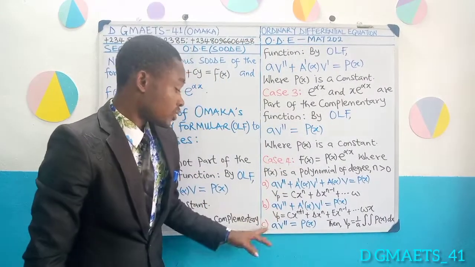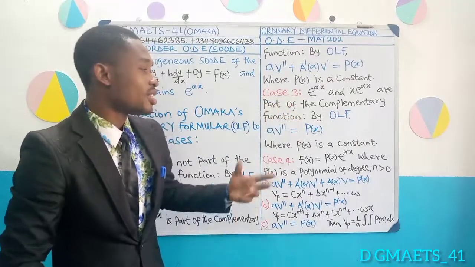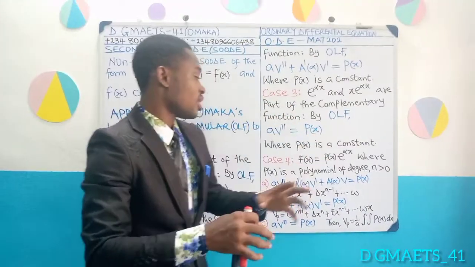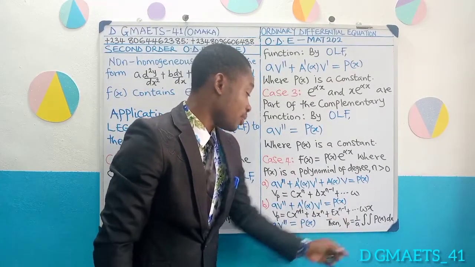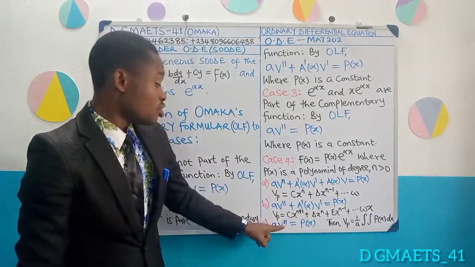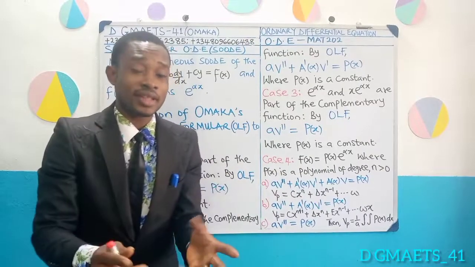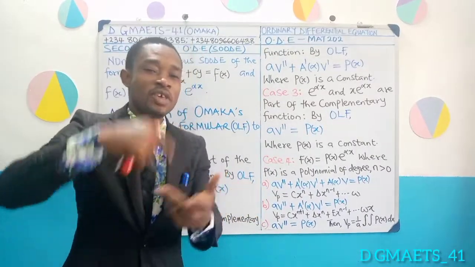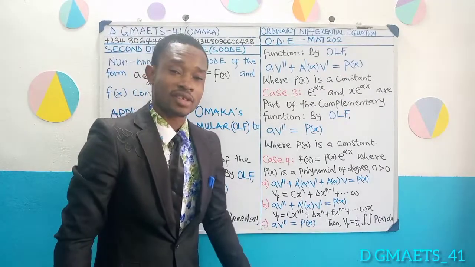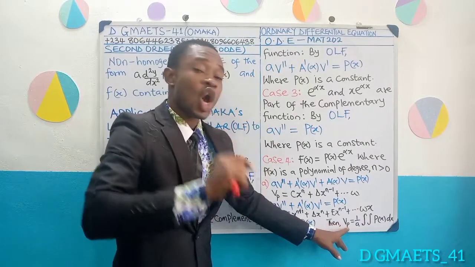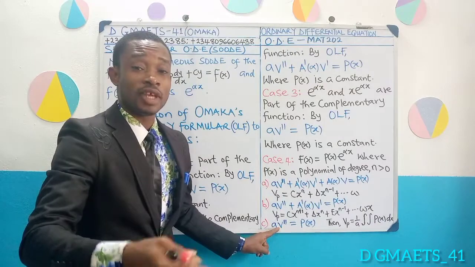Finally, 4c, case 4c. That case 4c goes in line with case 3. And once again, the difference is that in case 3, the p of x is a constant, while in case 4c, the p of x there is a polynomial. You notice now that the a alpha v term is no longer there. A prime alpha v prime is no longer there. What you have there is simply a v prime prime equal to p of x. So to obtain the value of your vp, all you need to do is 1 divided by p of x, kind of making vp subject of the formula.